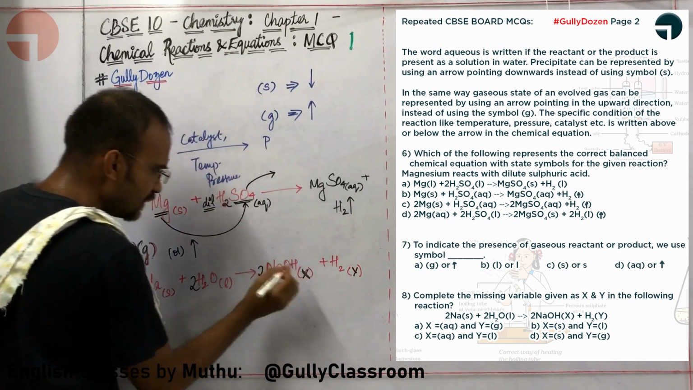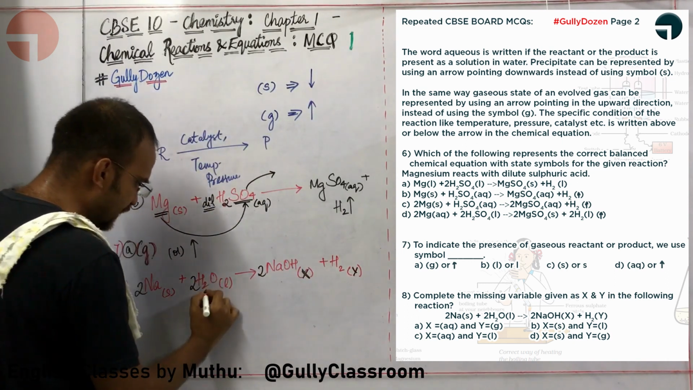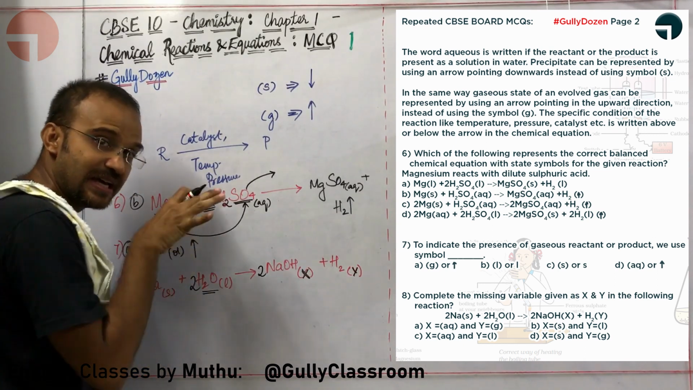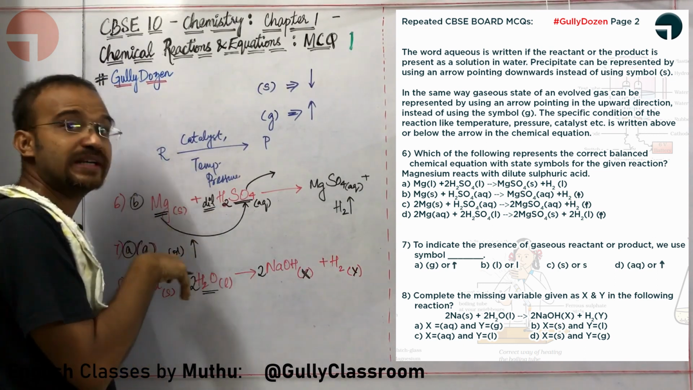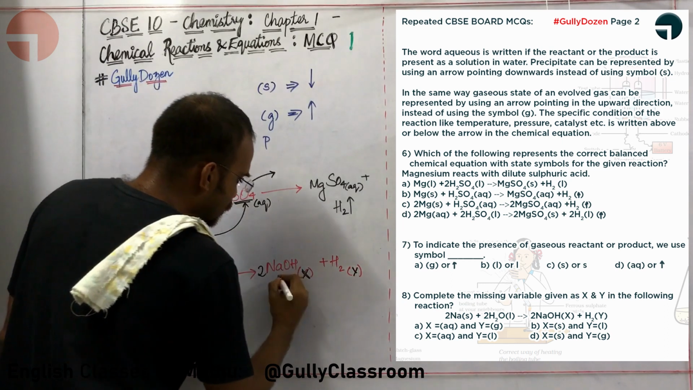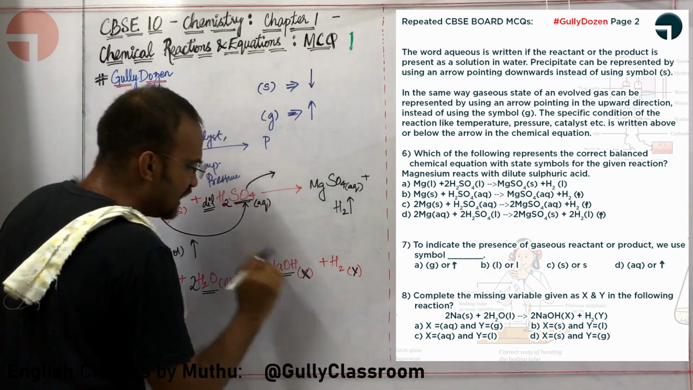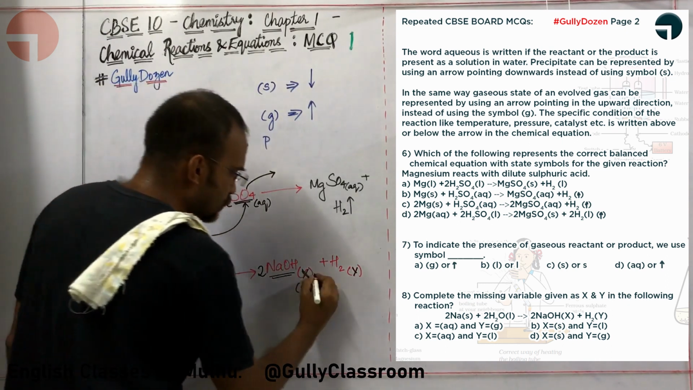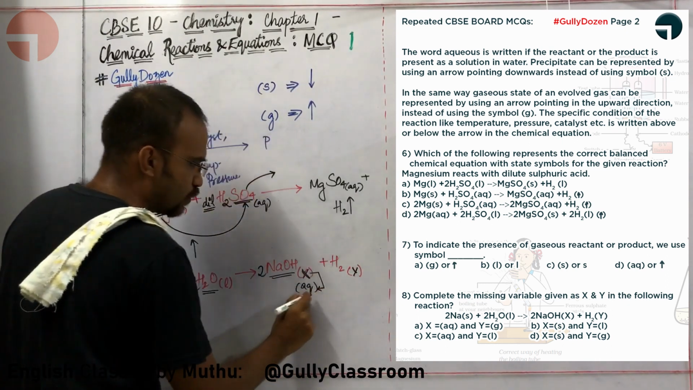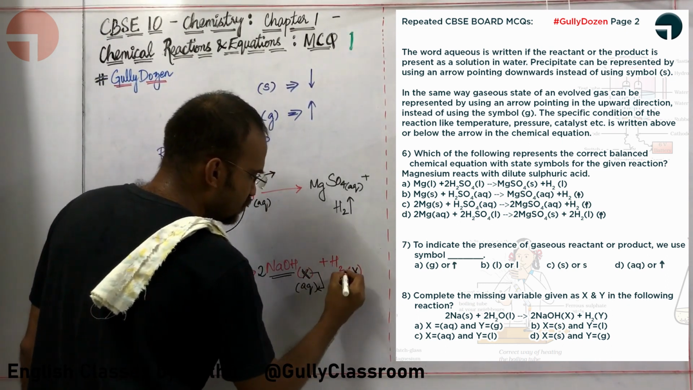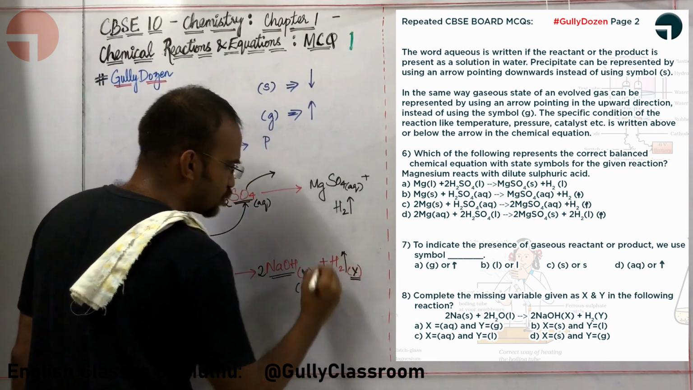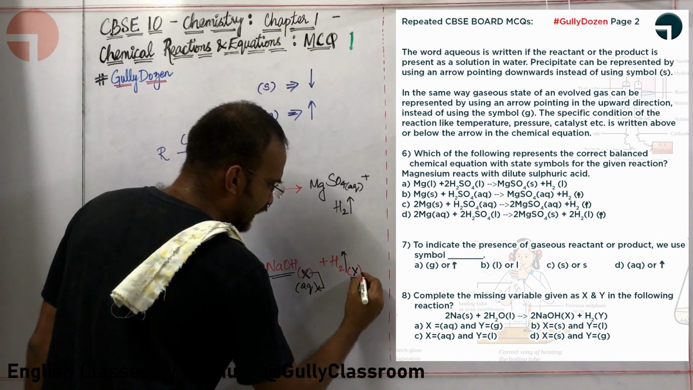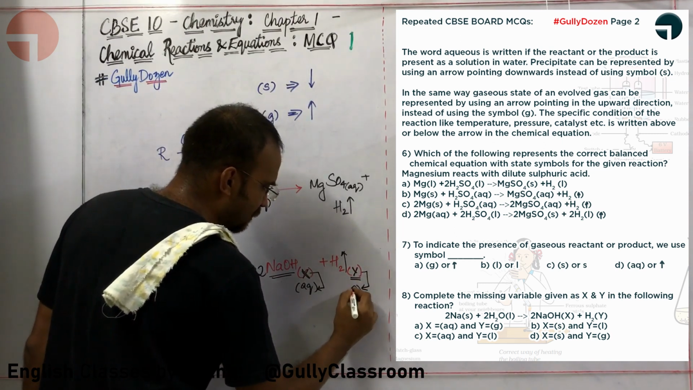Here Na is combining with H2O, which means water is present in the reactant. So water has to be present in the product. So NaOH will have an aqueous state. It will be dissolved in water. So X will indicate aqueous. What about Y? Y is obviously hydrogen gas. Hydrogen gas can go up. So Y can either be an arrow or it can be written as G, which represents gas.